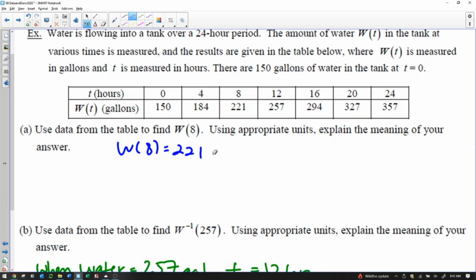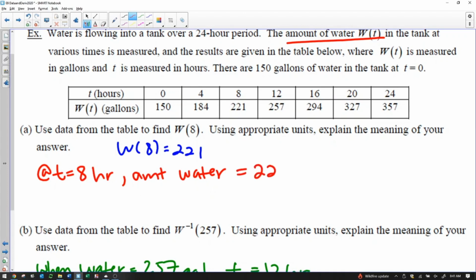Okay. And you guys knew how to do this before you came into calculus. So then you say at time equals 8, but you got to put the unit. Okay, so you can't just say 8. You have to put hours. Okay, W is the amount of water. So you'll say the amount of water. Okay, you can say of water, but I'm just trying to use like the fewest words I can. The amount of water is equal to 221, and you have to say the units. So what is the units here? Gallons. Okay.